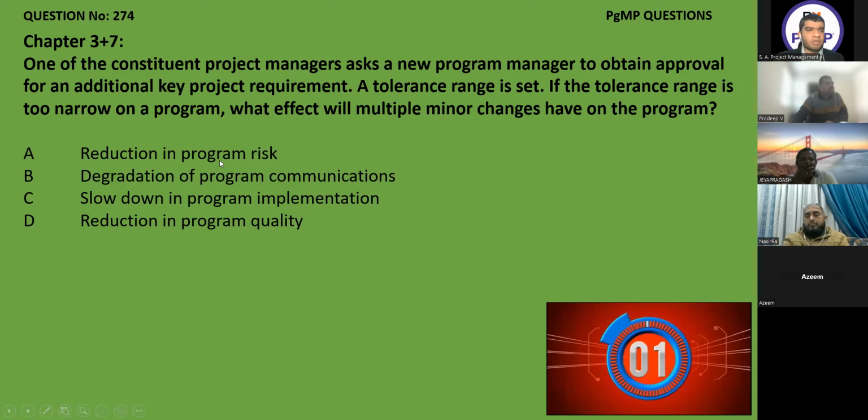Reduction in program risk is not possible, because more change requests will increase the program risk. Degradation of program communications is not applicable. Slow down in program implementation, yes, because every time it will ask you to stop the program unless you get the go-ahead from the steering committee for the next step. Reduction in program quality doesn't make any sense here. So I think everybody is clear. The correct answer is C. Whenever the tolerance range is narrow, every time you have to come back to your steering committee, which means the autonomy and authority you have given to the program manager or project manager is very little. He will come back to you again and again. So the correct answer is C. It will slow down your progress.